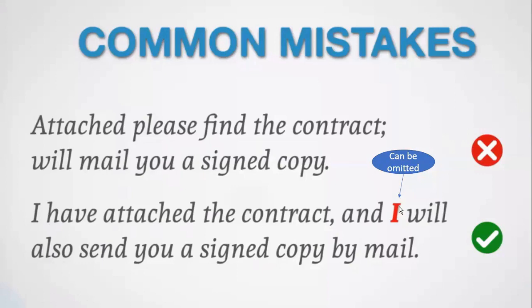The "I" here can be omitted if you wish, because we have it in the beginning. I have attached the contract, comma, and will also send you a sign. Since we know the subject, since we know the person who is going to send the email, we don't need to say "I will send you, I will write to you" every time, as long as it's only one sentence. This is all one sentence, not many. One sentence.